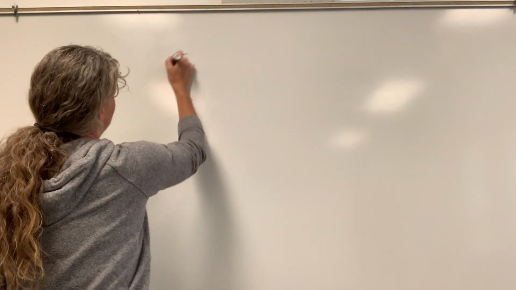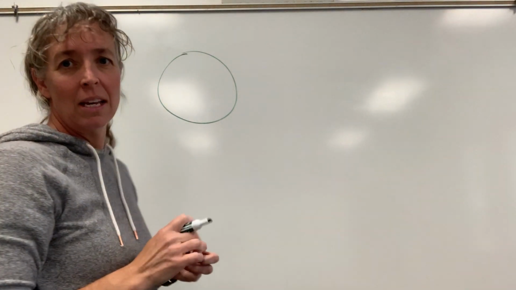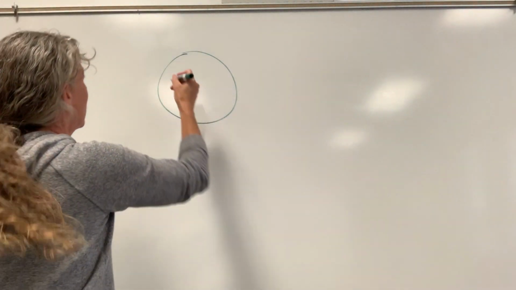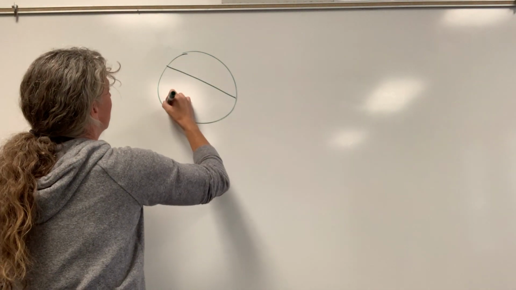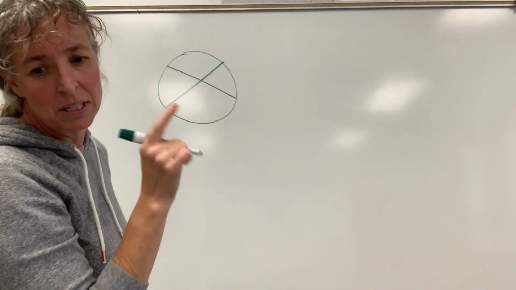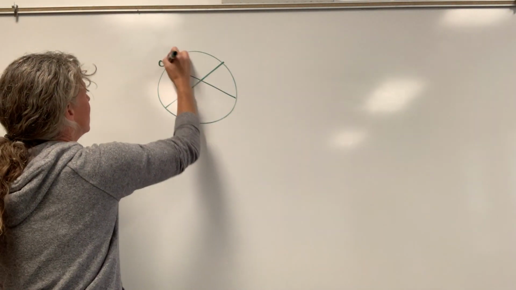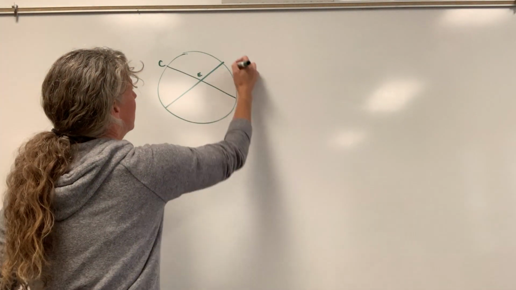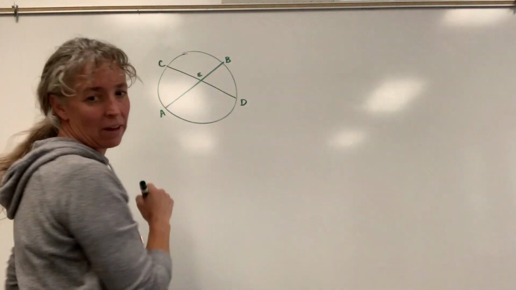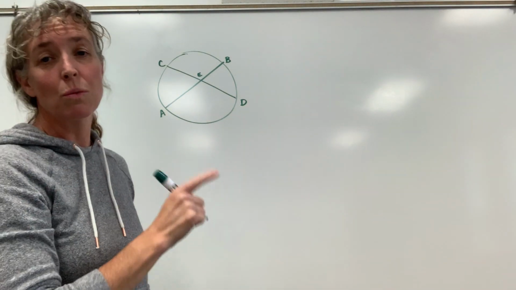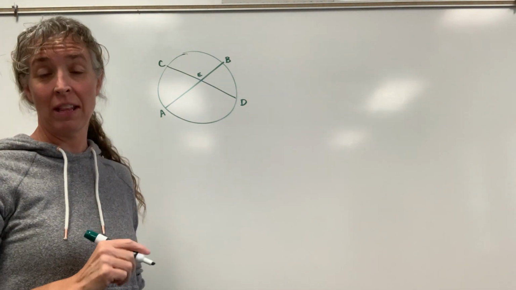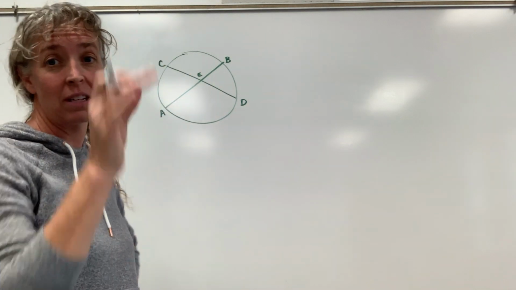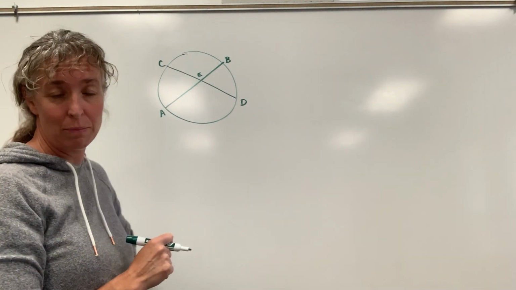All right, so there's my circle. I have two chords. Remember, a chord goes from one side to the other side. I have C, E, D, B, and A, I think is what I've got there. Okay, so the rule about this, if I need to figure out lengths of sections of the chord or the entire chord in general, there's a relationship between them.